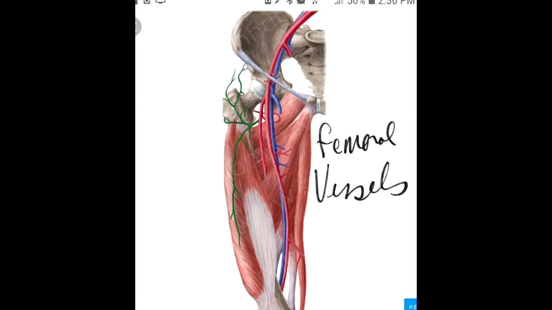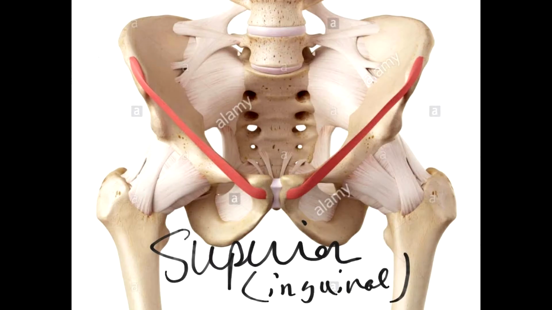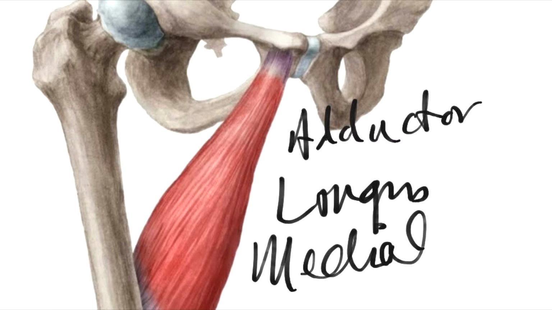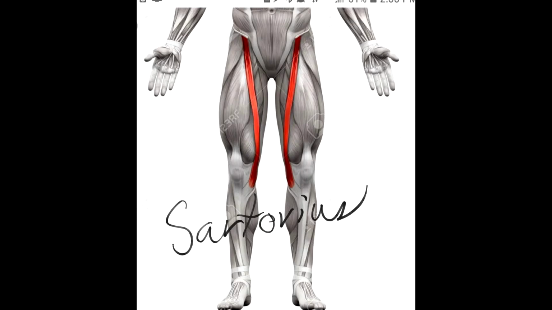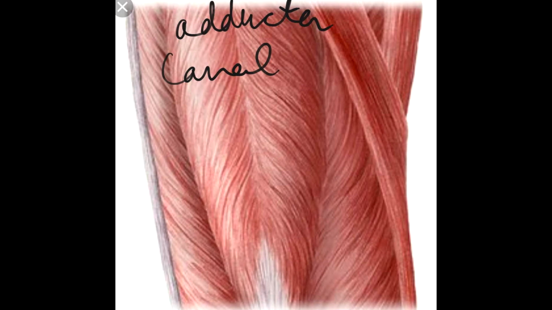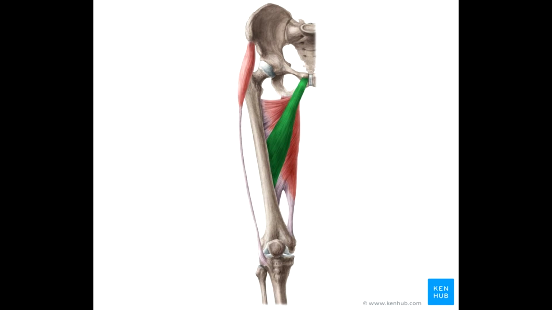The boundaries of the femoral triangle are as follows: superior, the inguinal ligament; medial, the adductor longus muscle; lateral, the sartorius muscle. The medial side of the thigh is occupied by a group of muscles called the adductors, which are involved in adduction of the leg, or turning it towards the median plane. Among others, this group includes the adductor longus and the adductor magnus muscles.